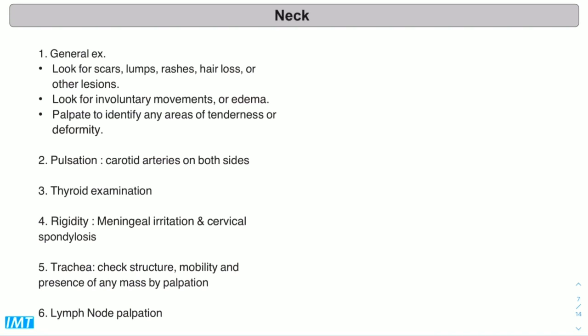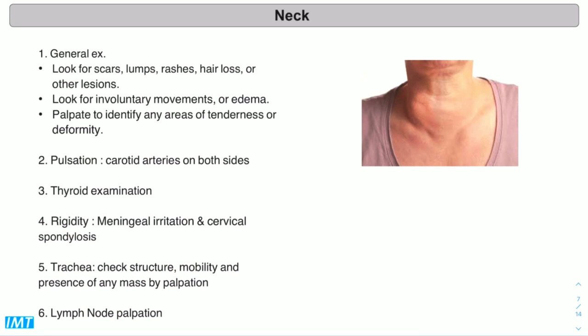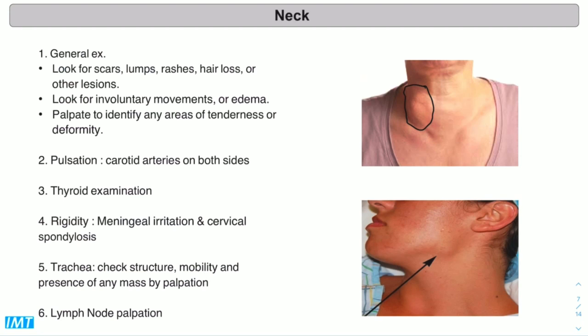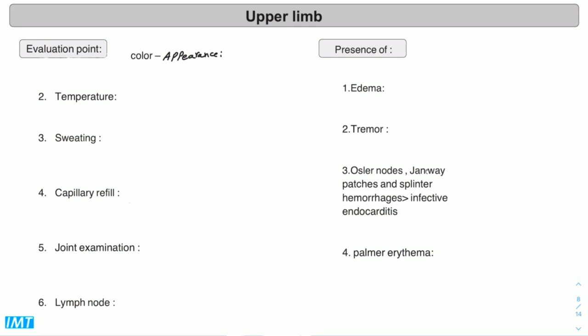Sixth evaluation point is lymph node palpation. As you can see here in this picture, our patient has enlargement of the thyroid on the right side that may suggest a goiter and needs further laboratory and ultrasonography examination. In this picture, it's so obvious, you can directly see that there is an enlarged lymph node that may suggest lymphadenopathy or any other abnormalities. Let's talk about upper limb assessments.